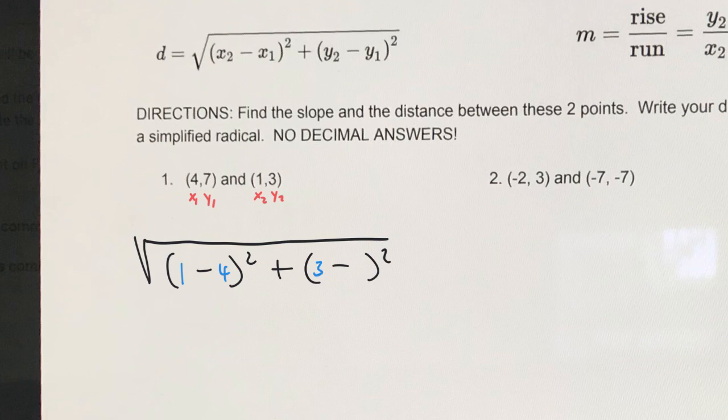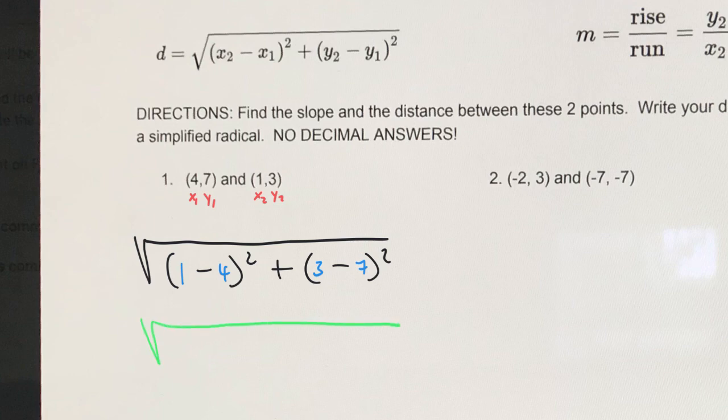You see how helpful it is to label the points. If you don't label the points, you could kind of get lost in the process. What goes over here? Well, apparently y1 goes there. What's y1? Well, according to our labeling, it is 7. Okay? So then at that point, what we're really going to do is PEMDAS.